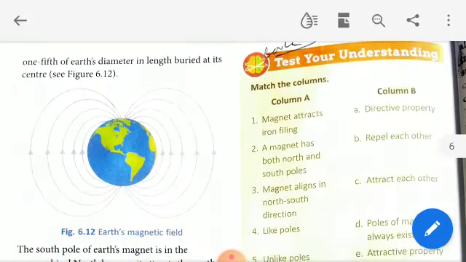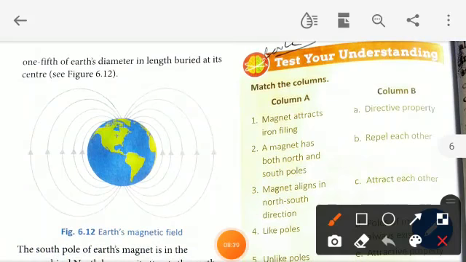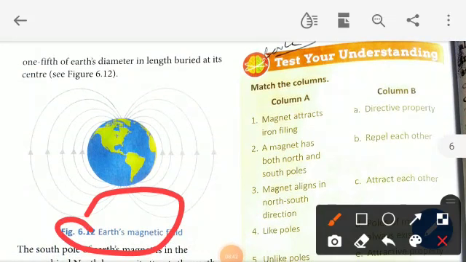Here you can see the Earth's magnetic field in figure 6.12. The south pole of the Earth's magnet is in the geographical north because it attracts the north pole of the suspended magnet. It is actually in the geographical north, because it attracts the north pole of the suspended magnet. Similarly, the north pole of the Earth's magnet is in the geographical south, and that's why it attracts the south pole of the suspended magnet. Thus, there is a magnetic south pole near the geographical north and a magnetic north pole near the geographical south.